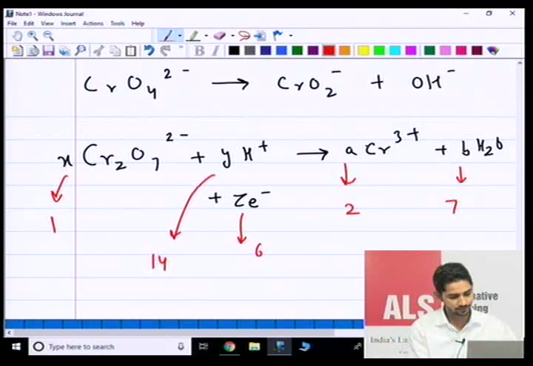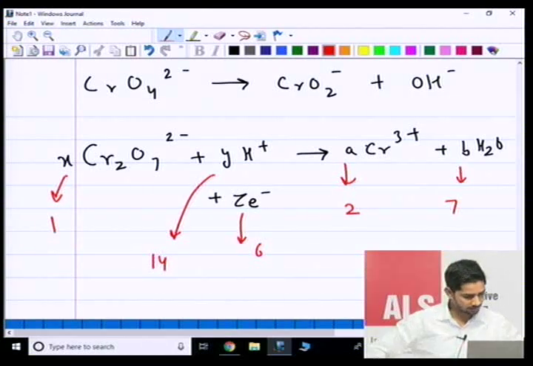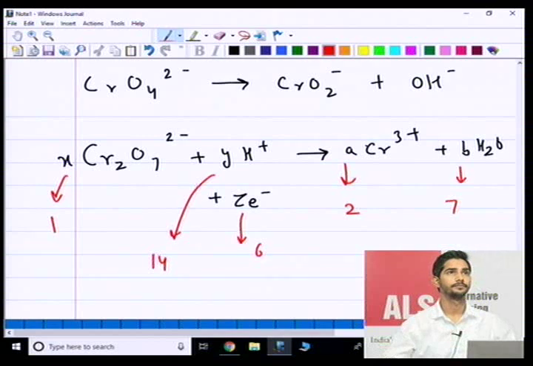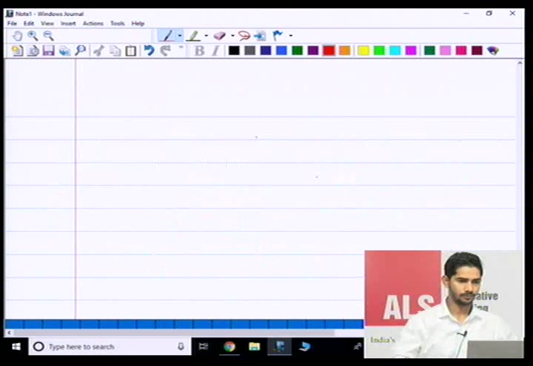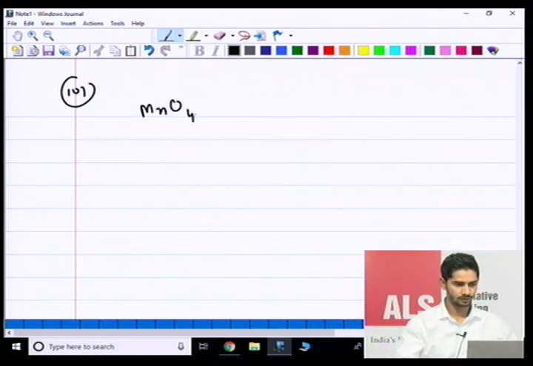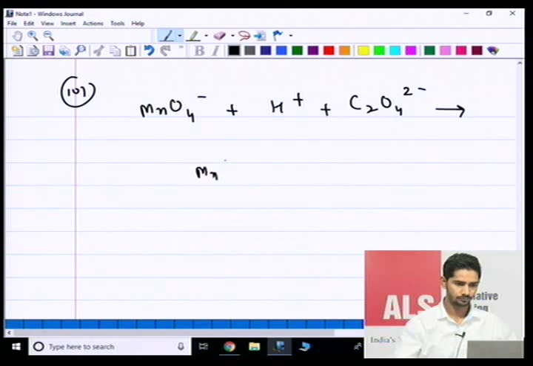Then 107. In the balanced equation, first of all, make sure that the equation is balanced. I don't think that equation is balanced over there. First of all, balance that equation. Number 107. This is a simple equation to balance. H plus, C2O4 2 minus, Mn2 plus, CO2 plus H2O.